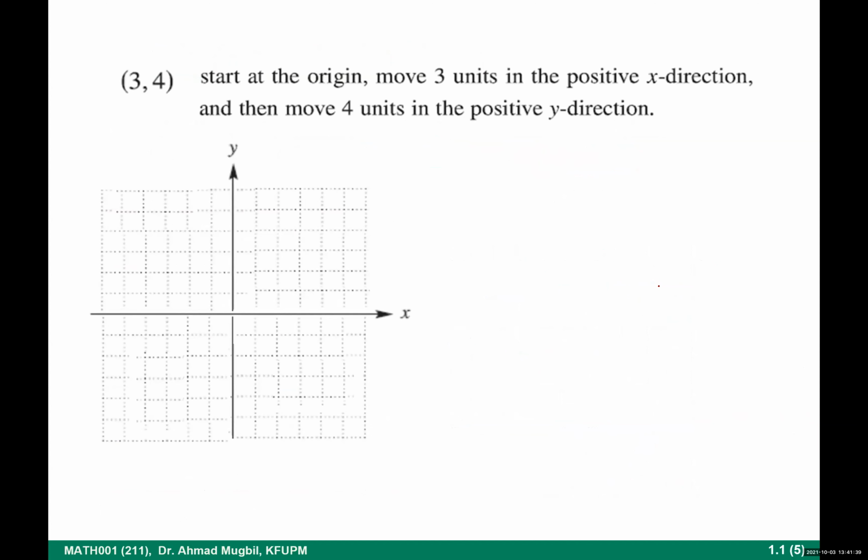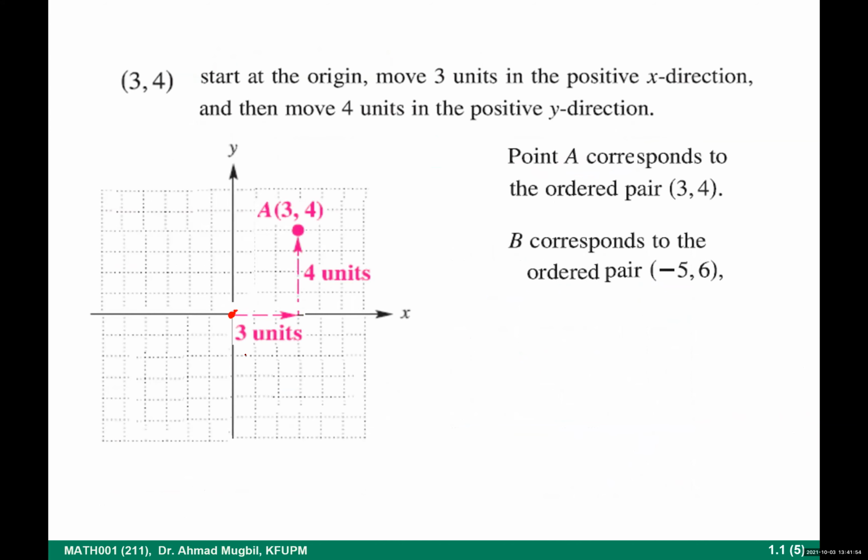3 and 4, how to draw the point 3 and 4? You will start from 0 always. Start here, go 3 units to the right because it is positive, then go up 4 units. You will get your point. Here it is. Now let's take another point, -5 and 6.